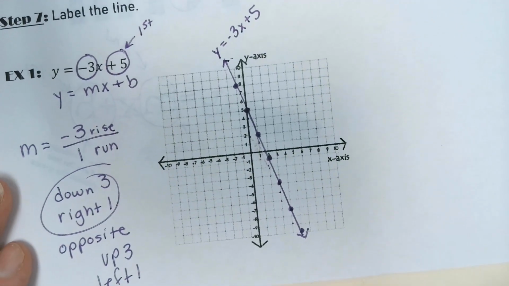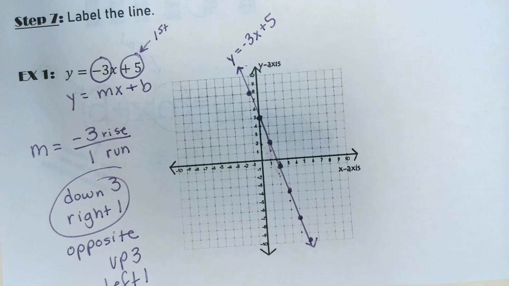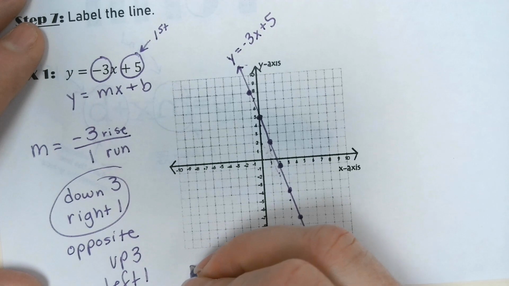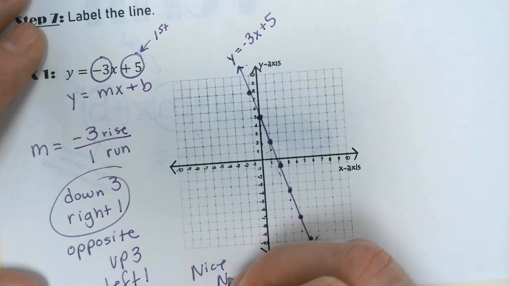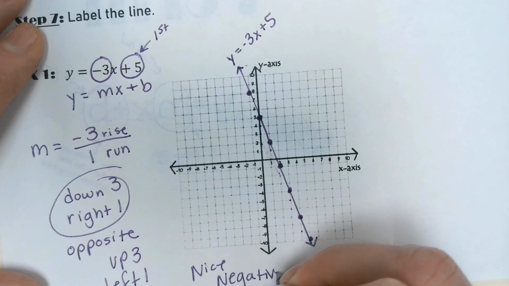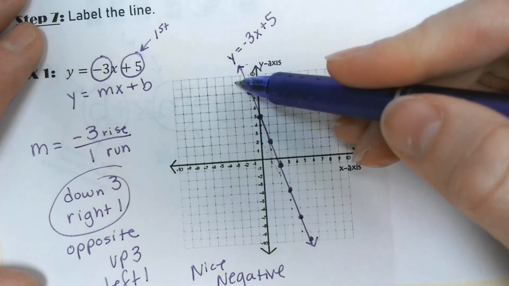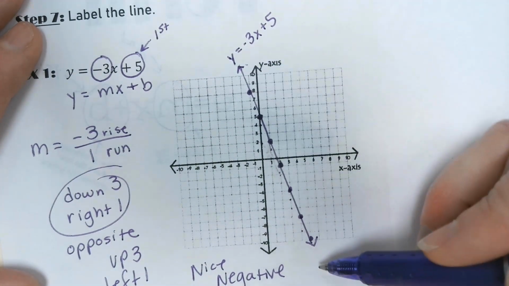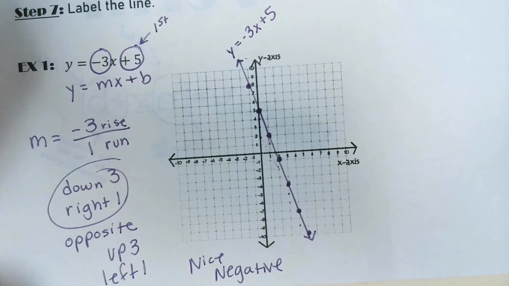And one final thing to check is just make sure your slopes go in the right direction. Our slope is negative, so this should be nice negative. So think back to Slope Dude. He's going down the mountain skiing, and he says nice negative. So see how it's going downhill? That's just one final thing to check.